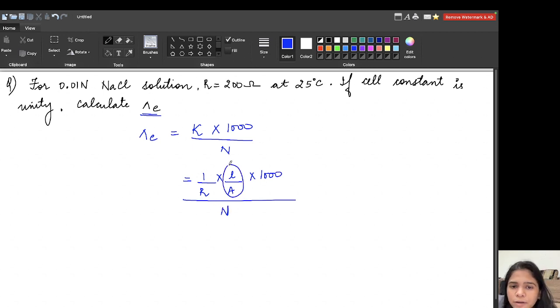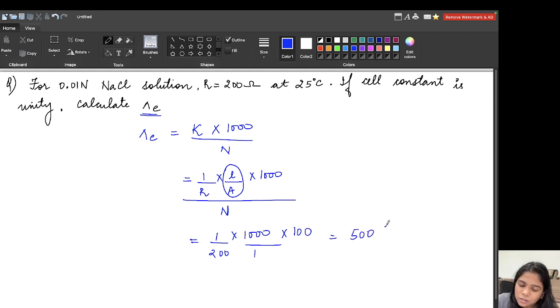L upon A, they have already told us this is unity. So 1 upon 200 into 1000 by 0.01. What is 0.01? You can write it as 1 into 100. Now when you solve this, you will be getting 500. Just write the units, Siemens centimeter square equivalent inverse. Just directly substitute the values. You now know all the formulas, so this will be comparatively very easy for you.